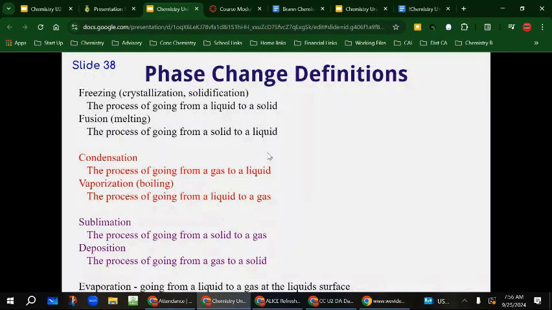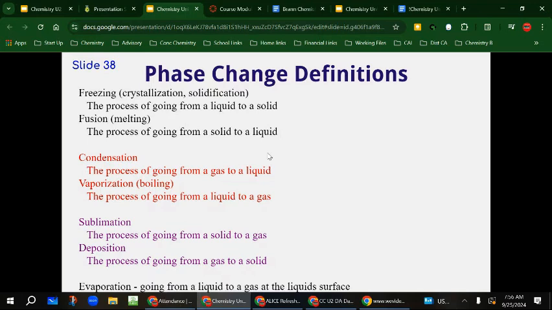Now, if you don't like that diagram, ladies and gentlemen, here it is written out as a definition. It means the exact same thing as on the last slide. Freezing, crystallization, solidification, the process of going from a liquid to a solid. Fusion, the process of going from a solid to a liquid. All I did here was write them out as definitions instead of putting them in a diagram where you could see what they were going through, what changes. There is a term here on the bottom, though, that people often confuse with boiling and vaporization, and that is evaporation.